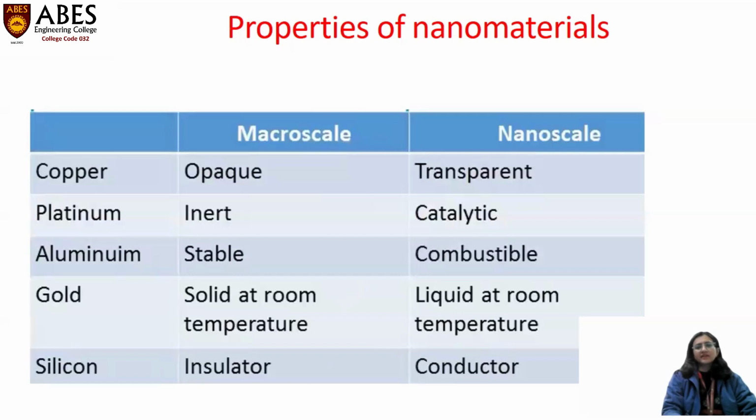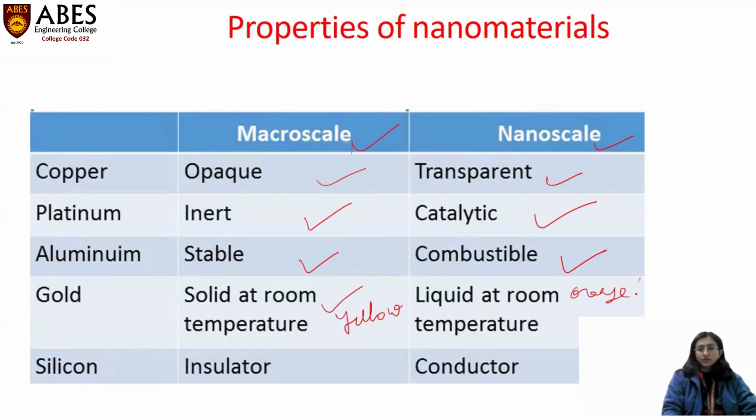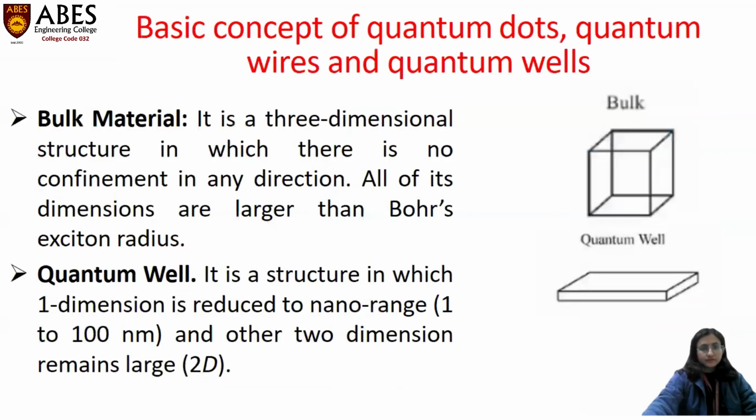So in a nutshell, if we compare a bulk, macroscopic element with the nanoparticle element: copper, which is opaque at bulk level, is transparent at nano level. Platinum, inert at macro level, is catalytic at nano level. Aluminium, which is stable, is found to be combustible at nanoscale. Gold, apart from showing color, yellow at macroscopic scale and orange to green at nanoscale, is also solid at macroscopic level, while it is liquid at nanoscale. Silicon, an insulator at macroscopic level, changes to a conductor at the nanoscale.